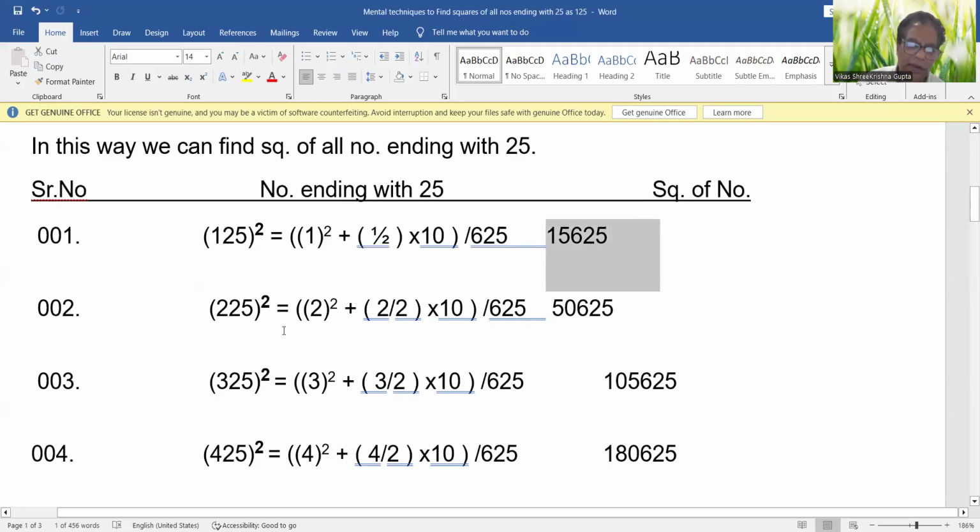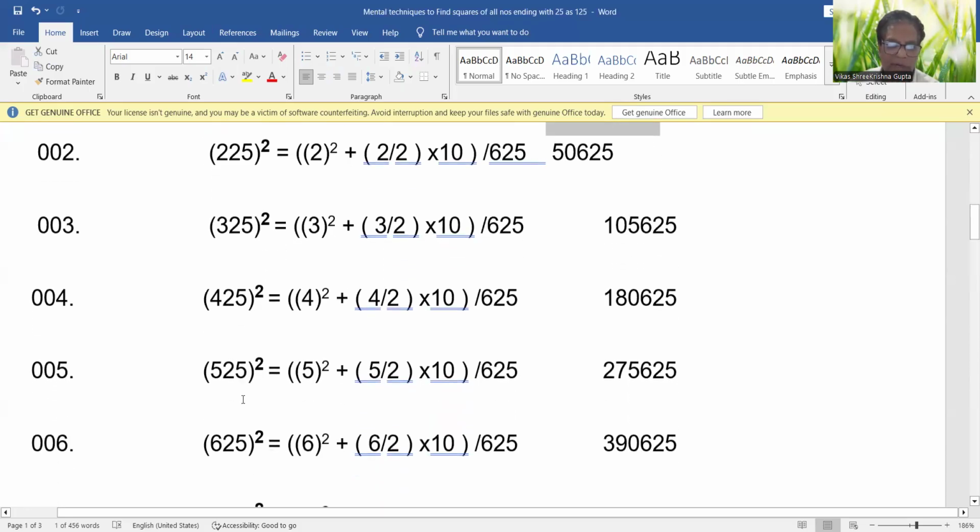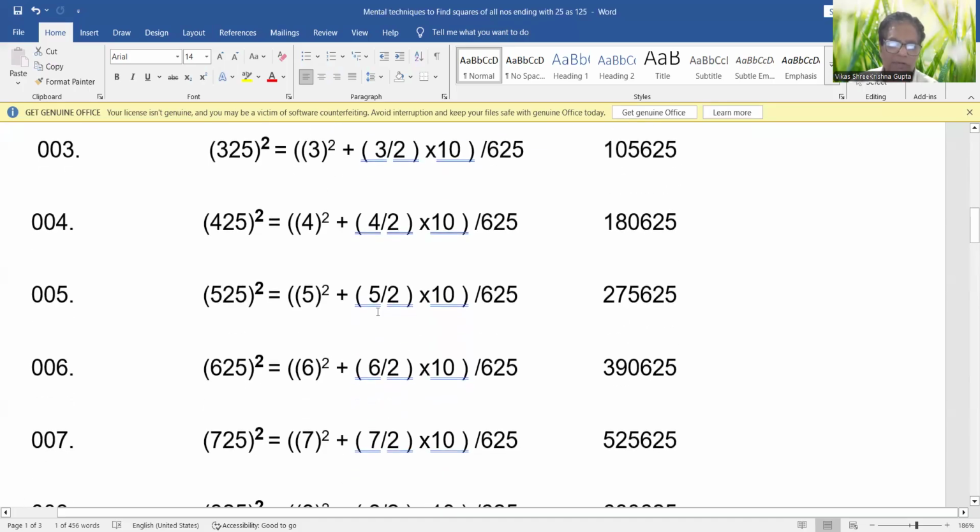225 is already shown. Now suppose the number is 525. Now 5 square plus 5 upon 2, into 10. 5 upon 2 is 2.5, and 5 square is equal to 25. So 25 plus 2.5 is 27.5. Multiply by 10, it gives me 275. The decimal part is gone because I'm multiplying by 10.